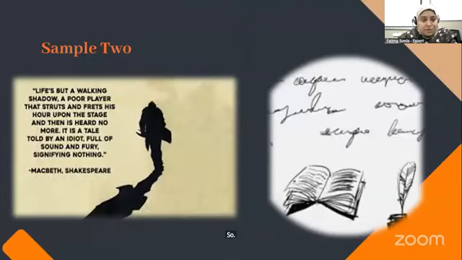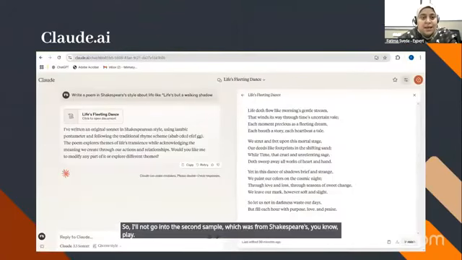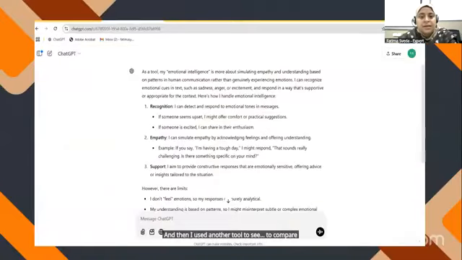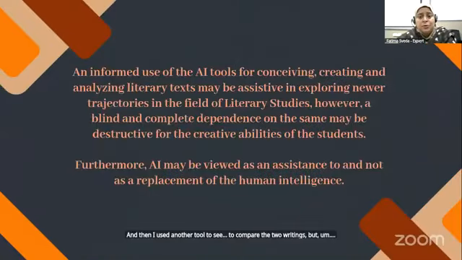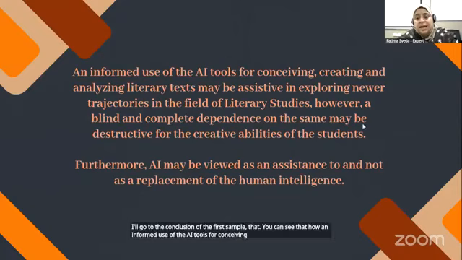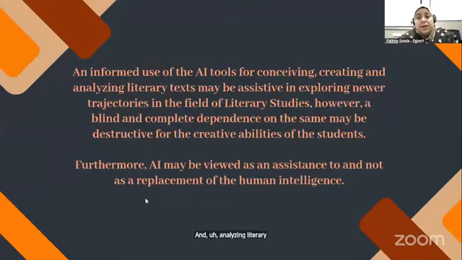I'll not go into the second sample, which was from Shakespeare's play, where I used another tool to compare the two writings. But I'll go to the conclusion of the first sample: an informed use of AI tools for conceiving, creating, and analyzing literary texts may be assistive in exploring newer trajectories in the field of literary studies. However, a blind and complete dependence on the same may be destructive for the creative abilities of the students. Furthermore, AI may be viewed as an assistance to, and not a replacement of, human intelligence.